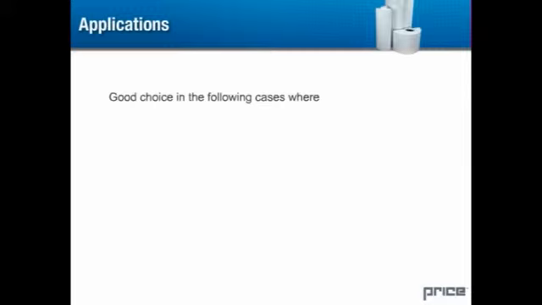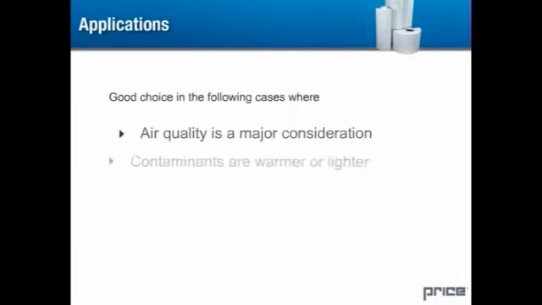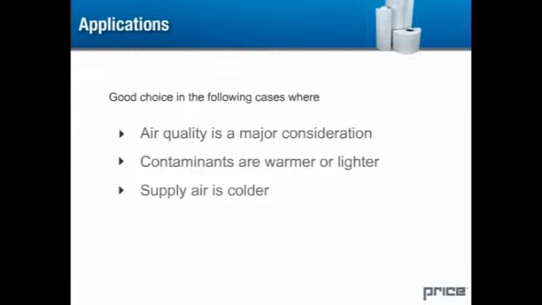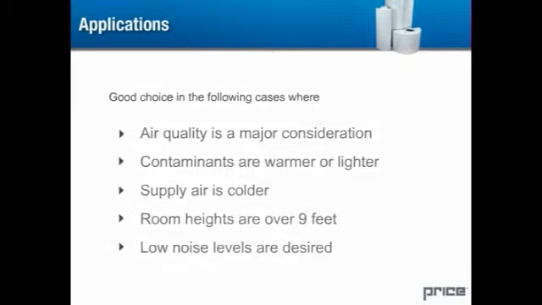room. So where can we use displacement ventilation? Displacement ventilation is usually a good choice in the following cases: where air quality is a major consideration, the contaminants are warmer or lighter than the room air, the supply air is colder than the room air, the room heights are 9 feet or more, or low noise levels are desired.